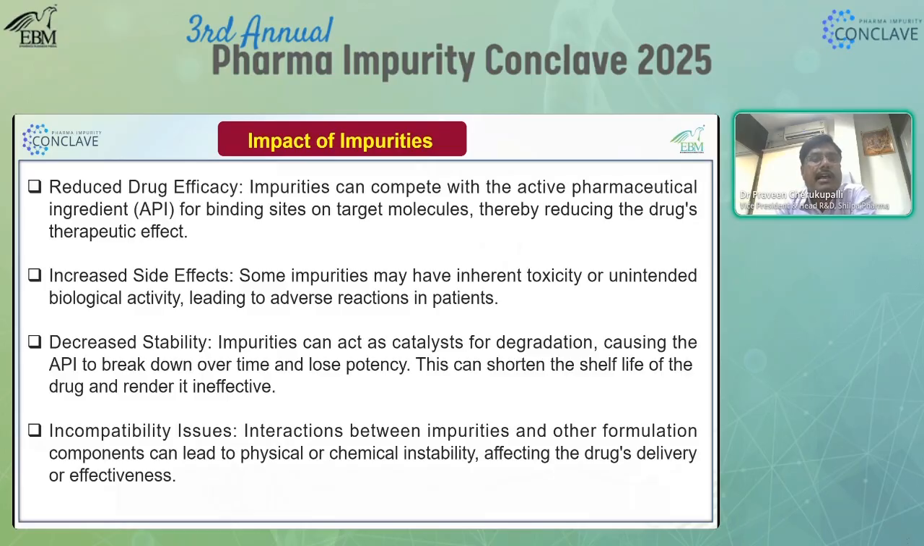Decreased stability. Impurities can act as a catalyst for degradation, causing the API to break down over time and lose potency. This can shorten the shelf life of the drug and render it ineffective. In some cases, not all, some of the impurities may act as a catalyst and will deteriorate your API. And because of that, the API efficacy will be reduced.